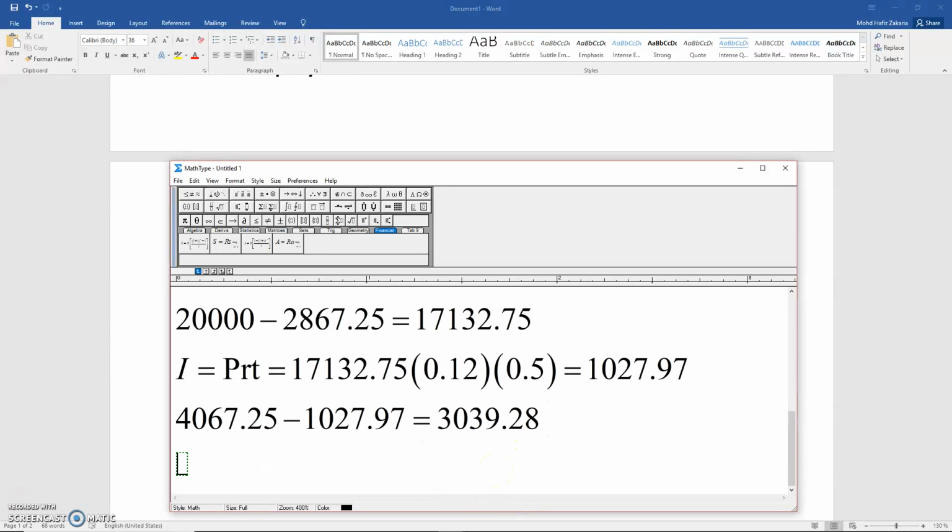So the outstanding balance will be 17,132.75 minus this 3,039 ringgit 0.28, and that gives us 14,093.47.